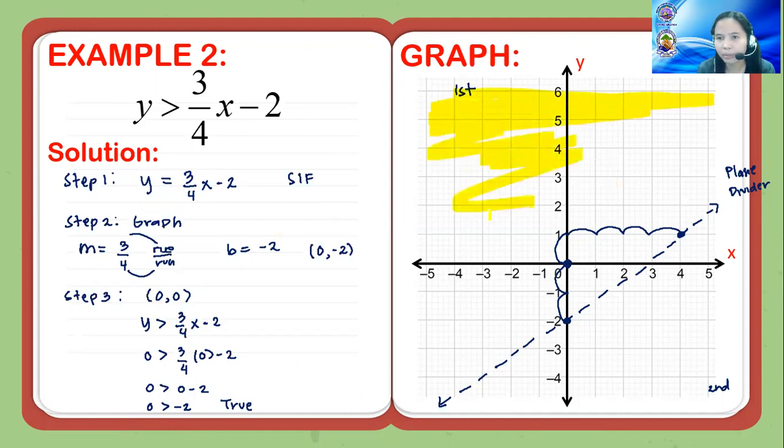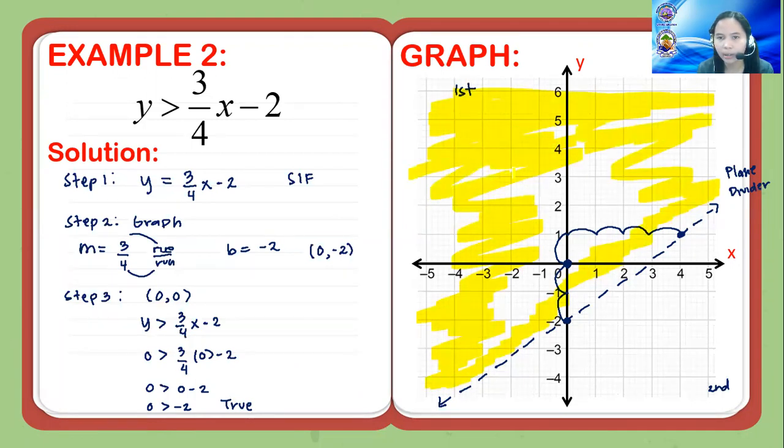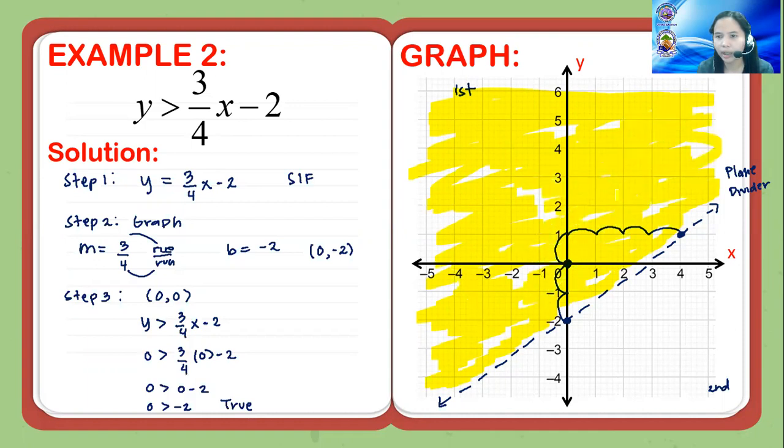So if you have a pen and paper beside you, you may use color pencil, or any crayons that you have at your home. Okay? So we will just shade this part. Okay. So once you are done shading this part, you will just write solution set. Therefore, all the ordered pairs here in this area is a solution to the linear inequality y is greater than 3/4 x minus 2.